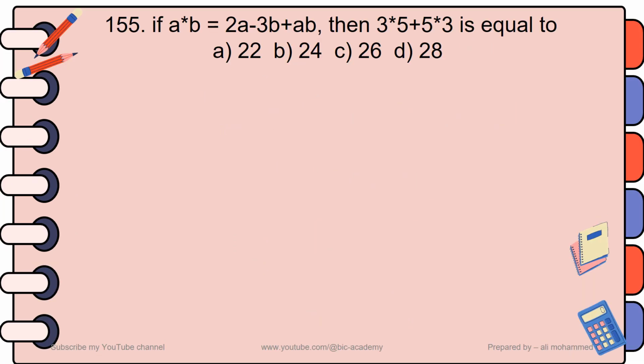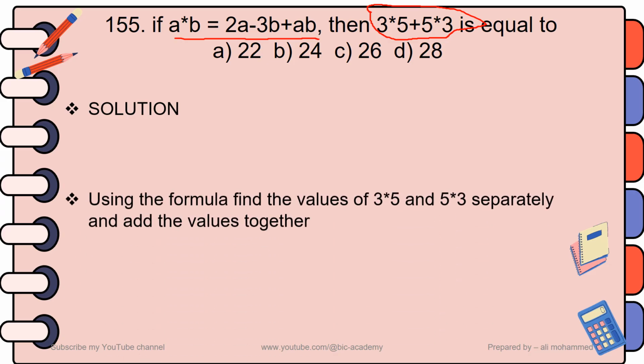We have question number 155. It says that if a times by b is equal to a minus 3b plus ab, then 3 times by 5 plus 5 times by 3 is equal to: a 22, b 24, c 26, d 28. Here you are given a general formula, a times by b, which is equal to a minus 3b plus ab. Then what is required is to find out 3 times by 5 plus 5 times by 3.